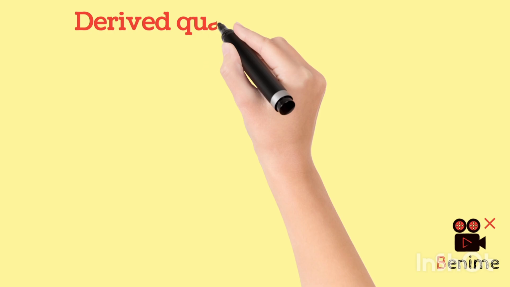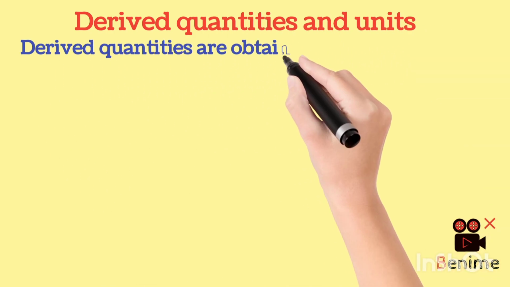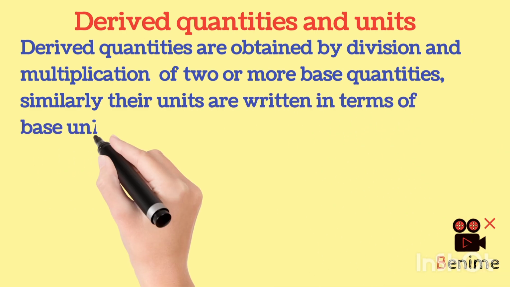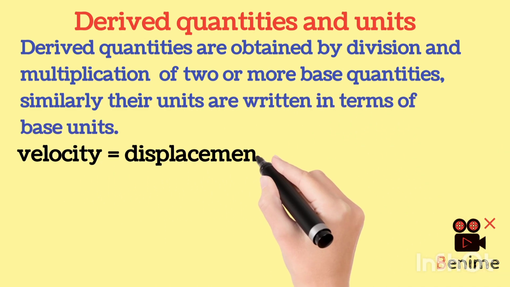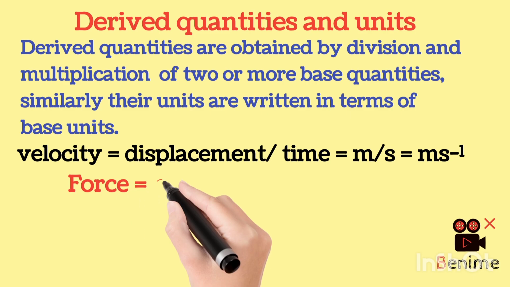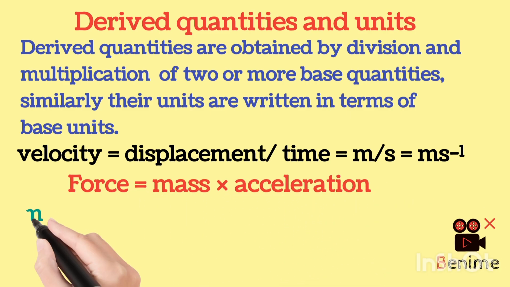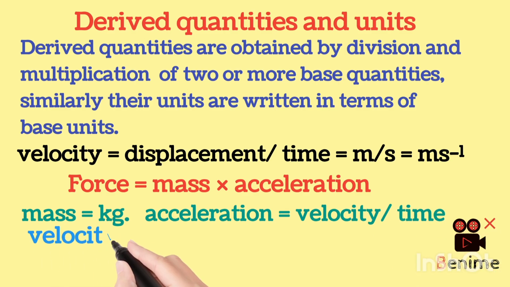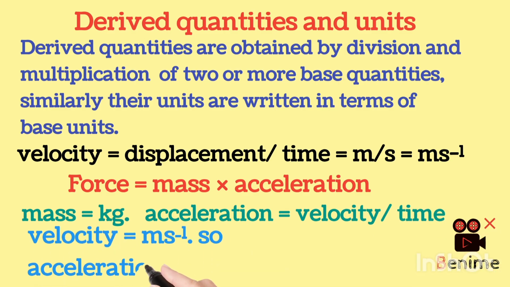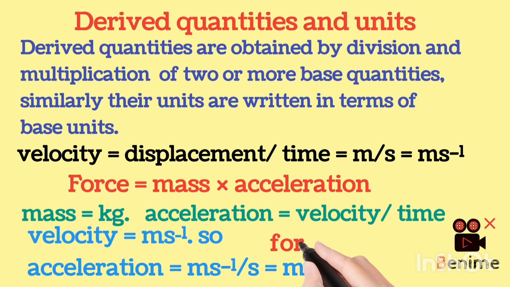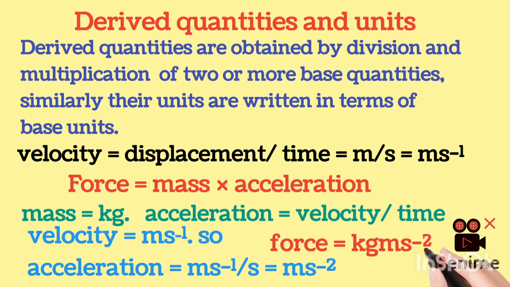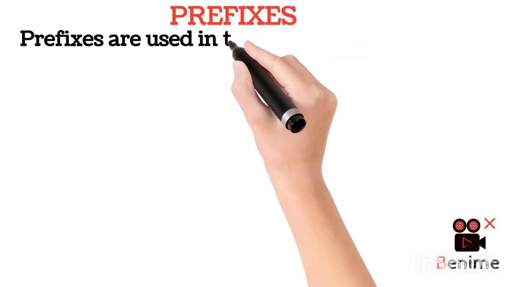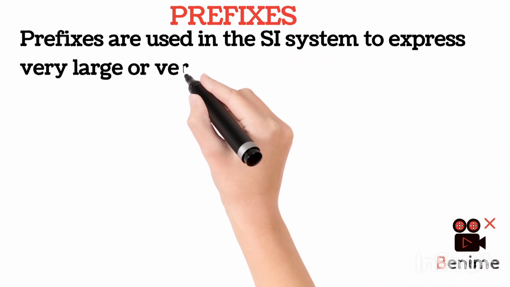For example, derived quantities are expressed in terms of respective base units. Like speed, which is obtained by division of 2 base quantities, distance and time. For distance we have base unit meter and for time it is second, then the derived unit of speed is meter per second. Similarly for force, kilogram is the unit of mass and meter per second square is for acceleration, so the derived unit of force is kilogram meter per second square.